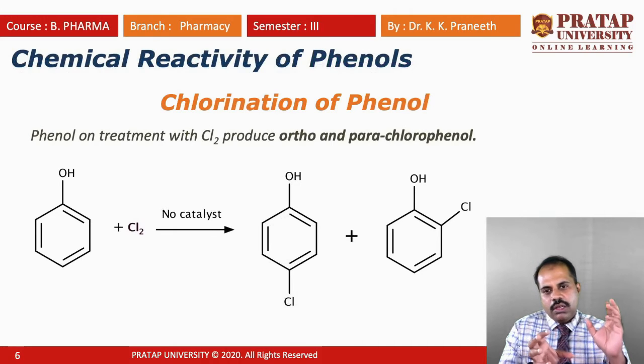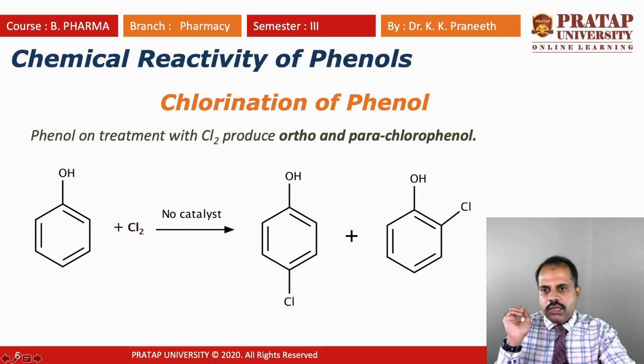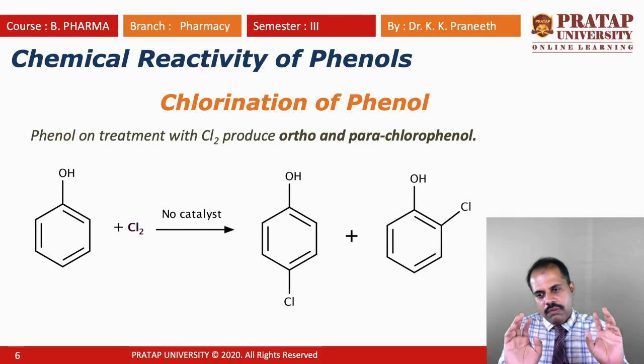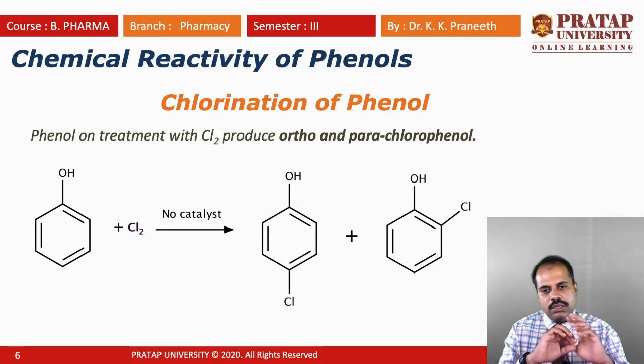How phenol reacts with some chemical compounds to give new compounds which are very important for the pharmaceutical industry or the chemical industry. You can see that phenol reacts with chlorine. This reaction is called the chlorination of phenol. No catalyst is needed. If you supply chlorine gas to the phenol, the reaction will occur. It will give para-chlorophenol and ortho-chlorophenol. So there are two products here.